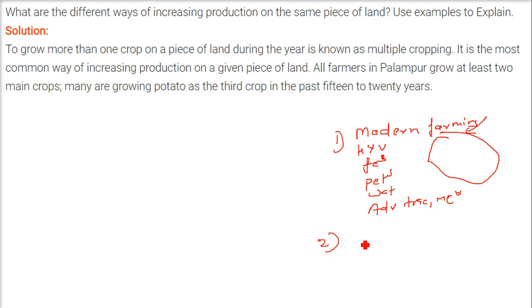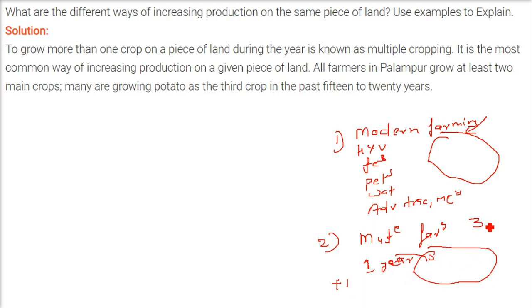There is one more method which is called multiple cropping. And what is multiple cropping? In the same area, in 1 year you are going to grow more than one crop. In Palampur, people generally grow 3 crops. 2 are the staple food grains, like wheat and rice, the eatable staple food they grow, like rice, wheat, jowar, bajra, etc. And then the third one, normally the people grow potato. So these are the 2 methods.